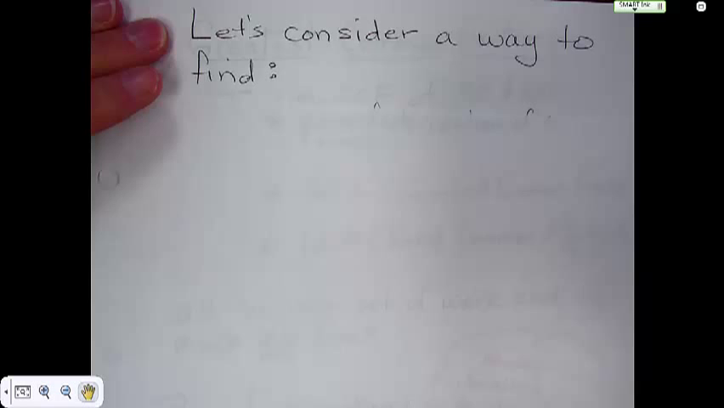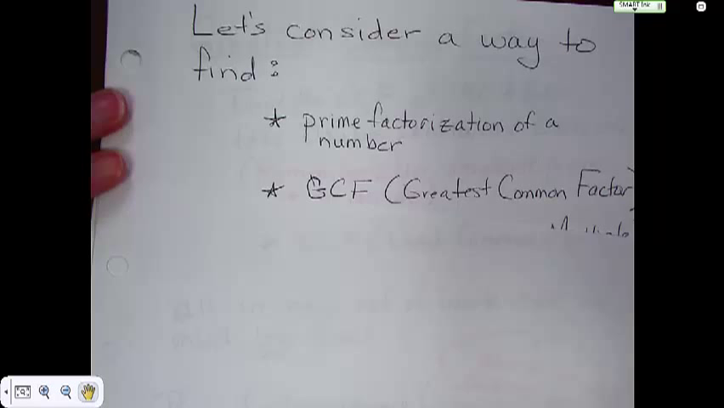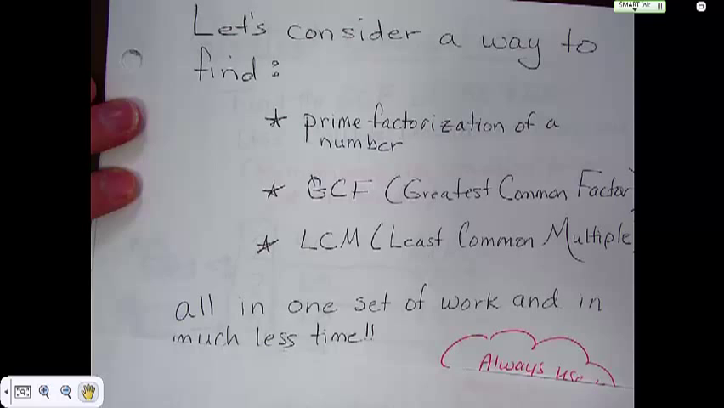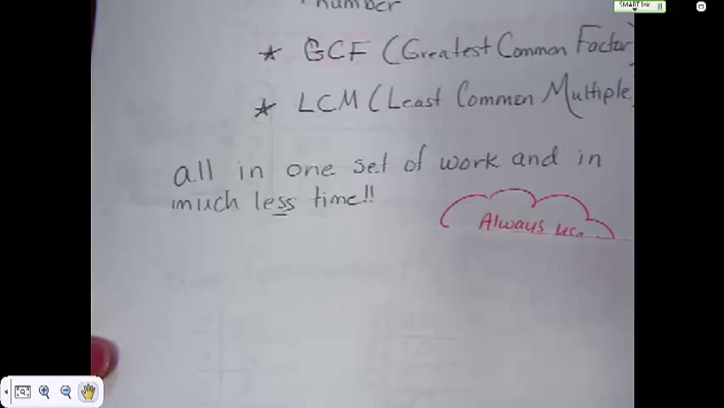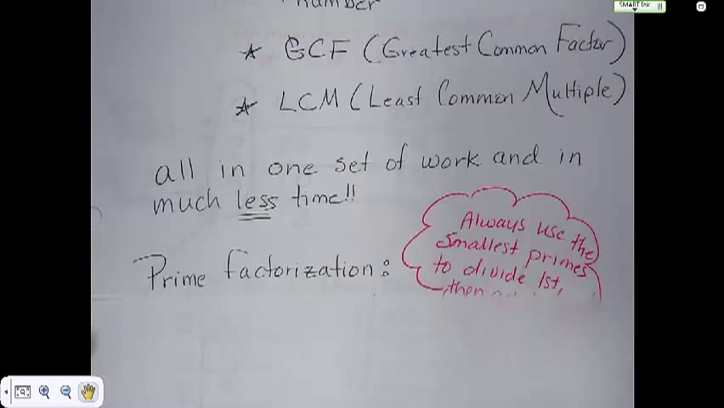Okay, now let's consider a way to find the prime factorization of a number, the greatest common factor, and the least common multiple, and we can do it all in one set of work with a lot less time. Now, we are going to use downward division, and the first thing we're going to do is find the prime factorization of a number.